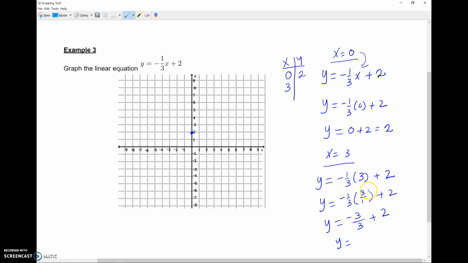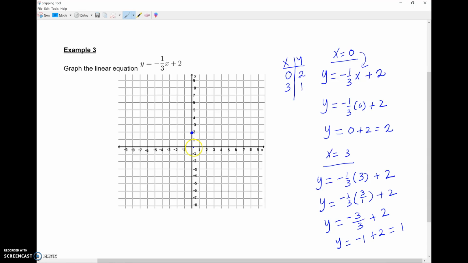And how did I get negative 3? 3 times negative 1 gives you negative 3, and 1 times 3 gives you 3. And we know that negative 3 divided by 3 gives you negative 1 plus 2. We have different signs, so we have to subtract, and so the y value is 1. So we have the ordered pair 3, 1.